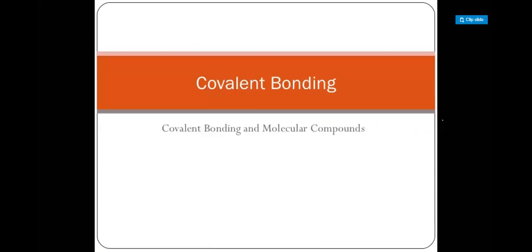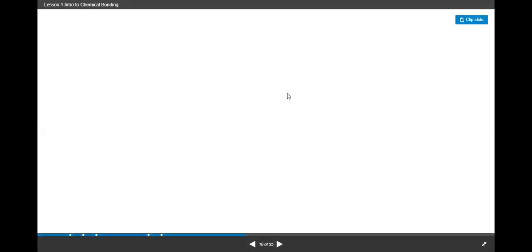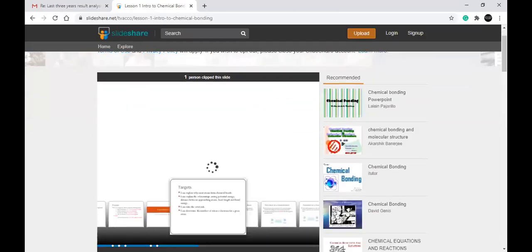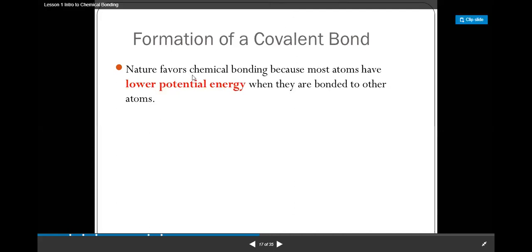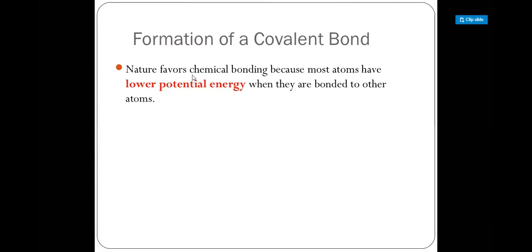So we'll see what is covalent bonding. In the case of covalent bonding, nature favors chemical bonding because most atoms have lower potential energy when they are bonded to other atoms. When they have lower potential energy, they become stable. So when they bond, they will become stable. That is what they are saying here.